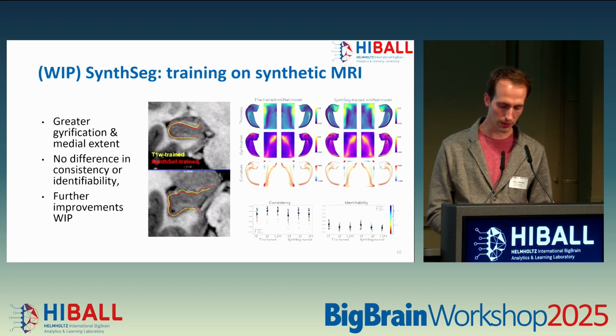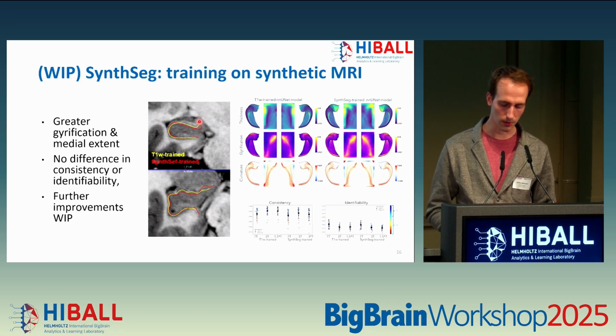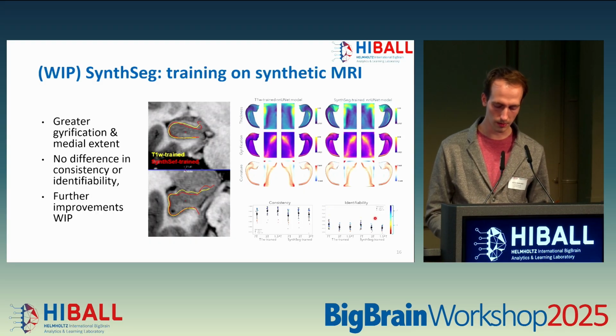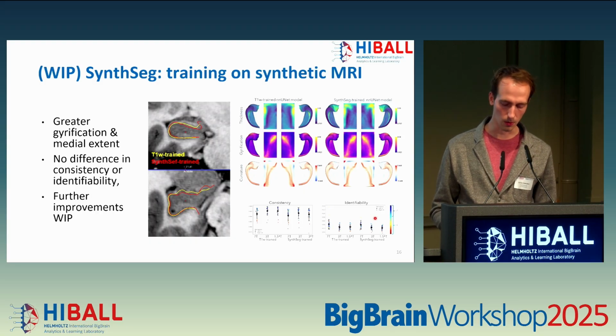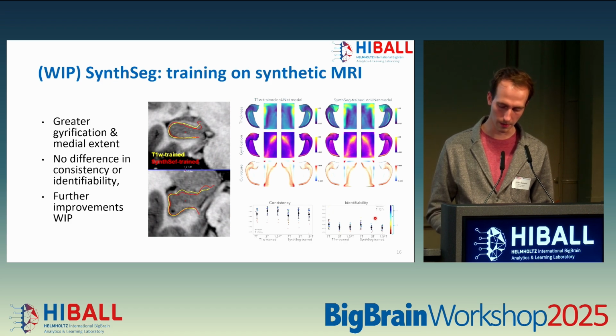Some preliminary results show it's capturing some cool new folds, like this area here we call the vertical component of the uncus. So it's doing a good job there, and it at least is not inferior in terms of consistency and identifiability, but we're still working on this. So I hope that we can actually get it even higher still.